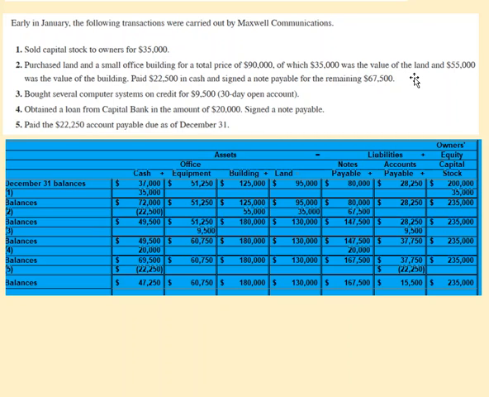Now, in this case, we have several accounts that are affected. And that is quite common in real-world accounting practice. It's very common for a transaction to affect several accounts. As long as our equation remains in balance, that is perfectly fine, okay? So let's look at our accounts that were affected, okay?